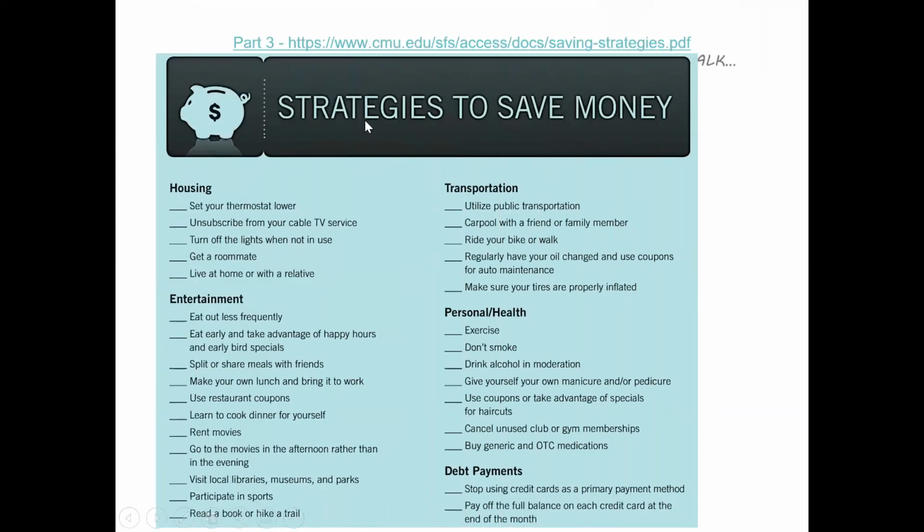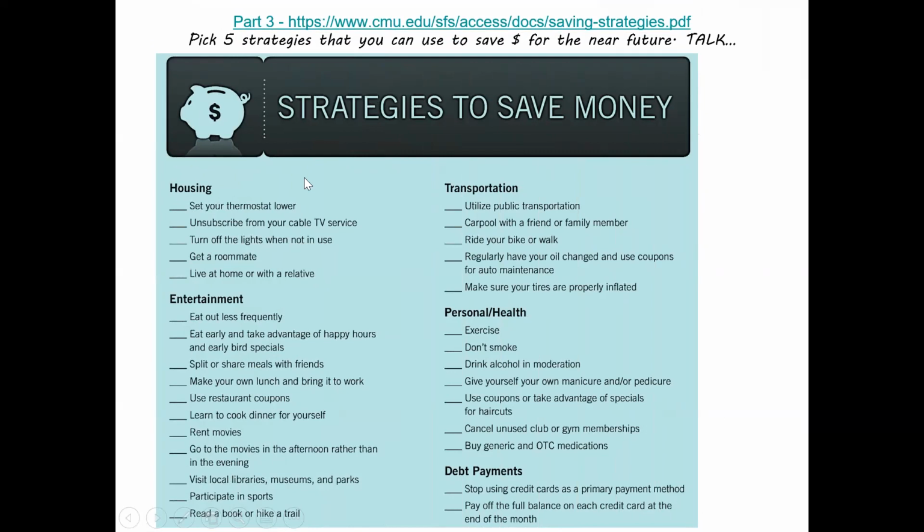Part 3, I want you to think about some of the strategies that you can use to save money. Here are some of the suggested ones. Then I want you to pick 5 that you think you can do more of so that you can spend less money.